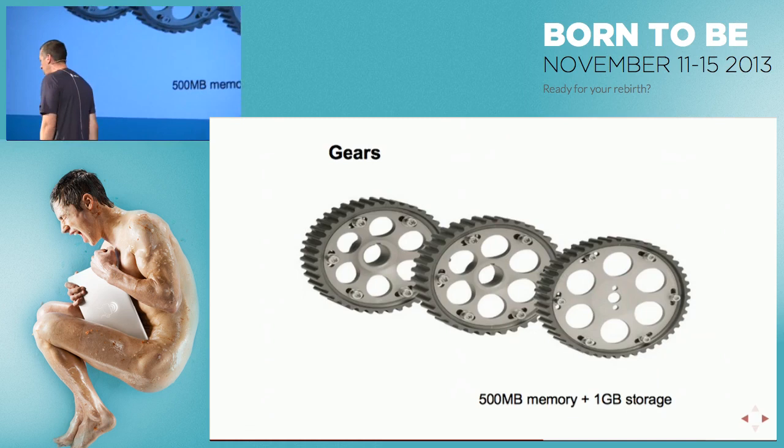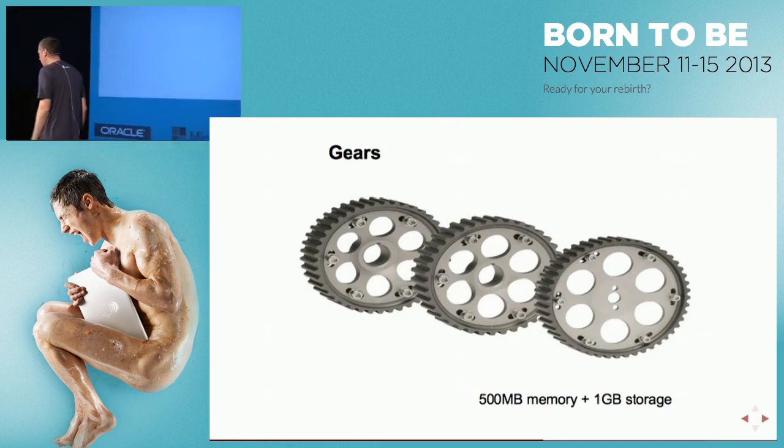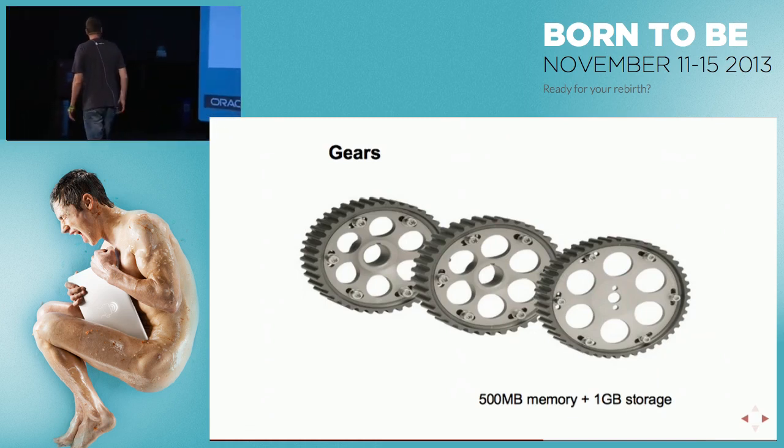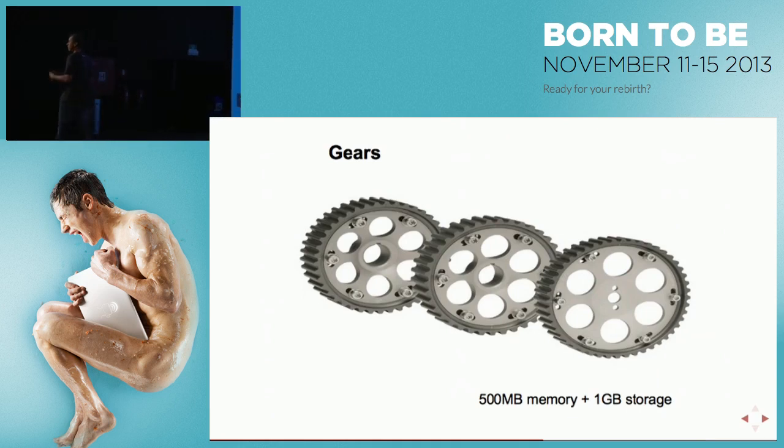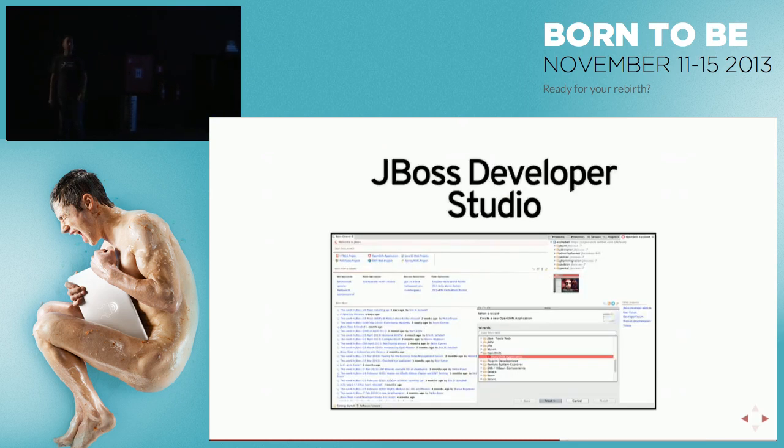A little bit of a question about the gears here. To give you an idea, it's 500 megabytes of memory and 1 gigabyte of storage per gear. So you could put all 3 gears into one thing, and you end up with all that memory and all that storage. Be aware of that.